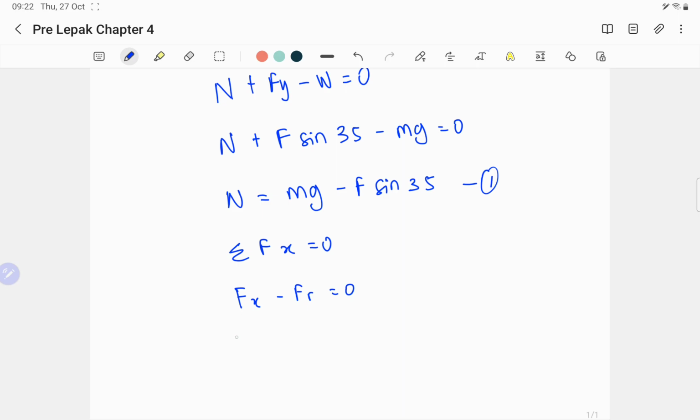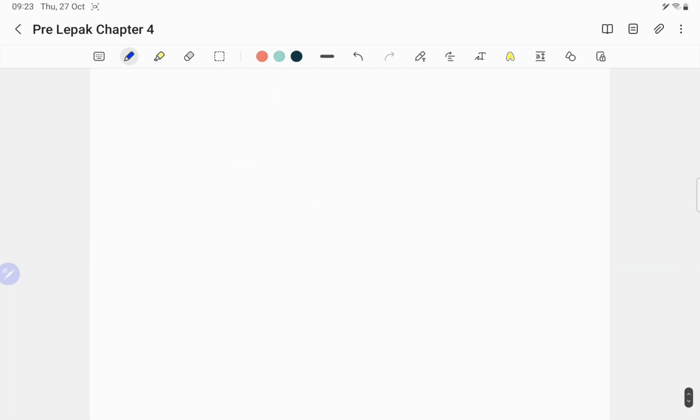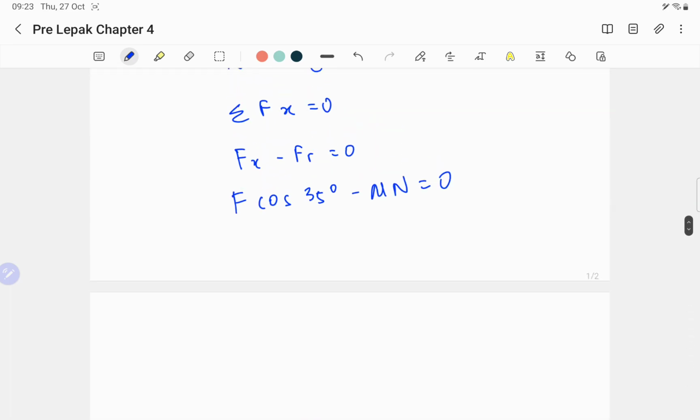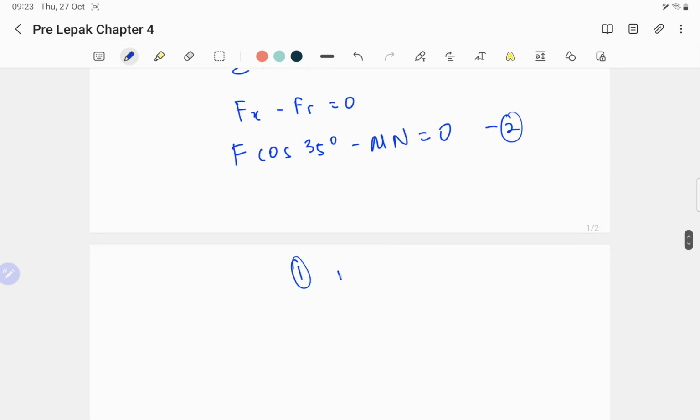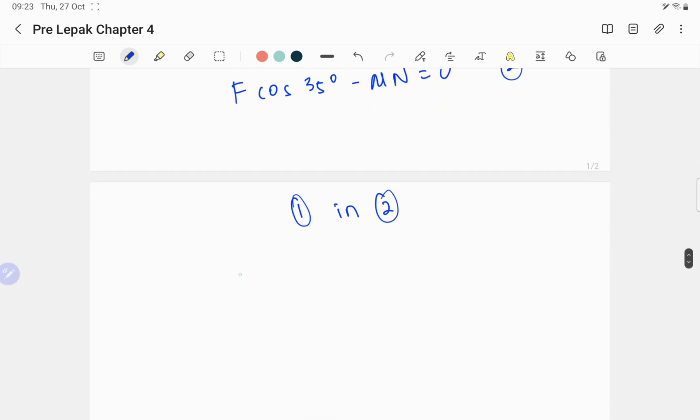If you expand, Fx will be equivalent to F cos, angle is 35, minus friction, where friction is equivalent to coefficient times normal force, equal to 0. So we get equation 2. What we now can do is replace equation 1 into equation 2.